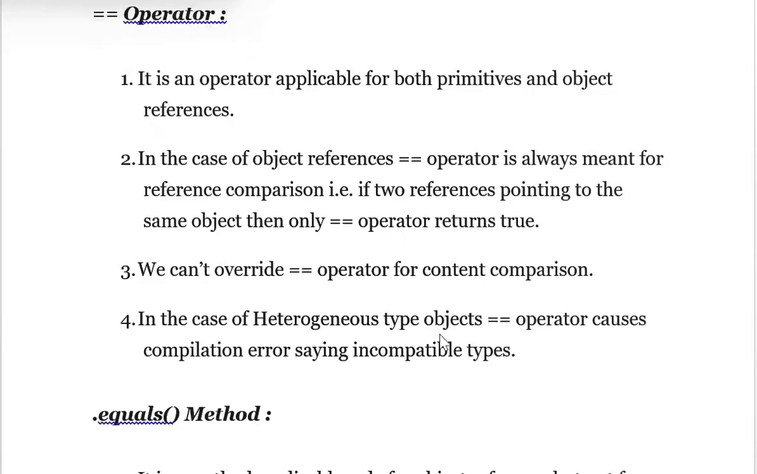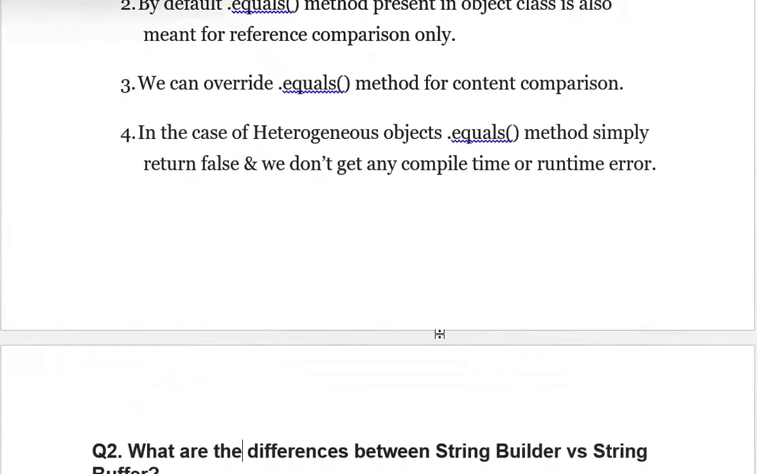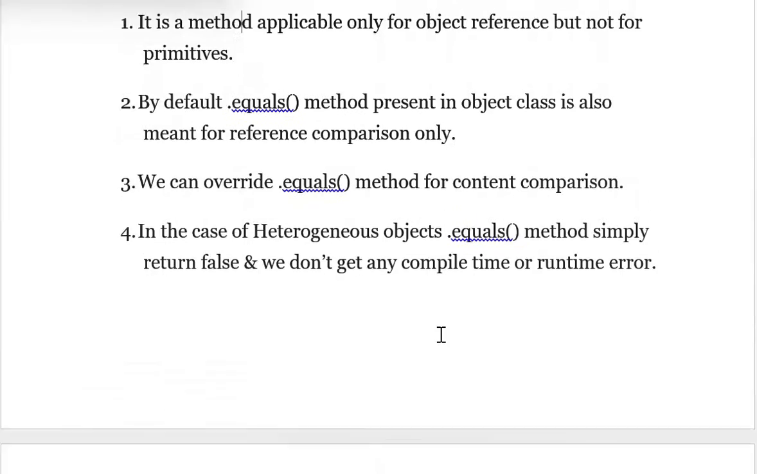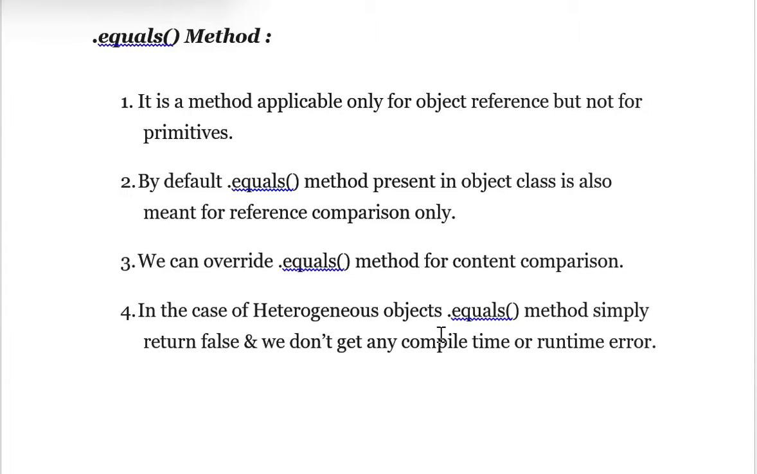Like this, the dot equals method is a method applicable only for object references but not for primitive types. By default, the dot equals method present in the Object class is also meant for reference comparison only. And we can override the dot equals method for content comparison.